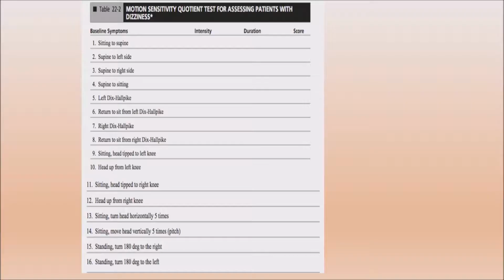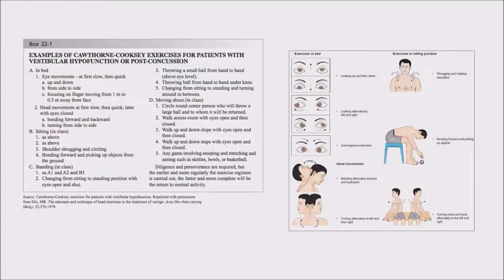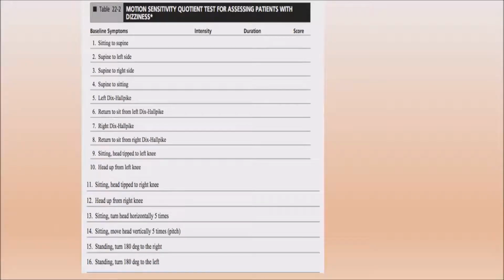Cawthorne-Cooksey we know. Now this is something new. This is called the motion sensitivity quotient. It has 16 positions the patient is put in. Now, the problem with Cawthorne-Cooksey is they are general exercises which are made for everybody. If the patient has a particular problem, you can't give a one-size-fits-all kind of Cawthorne-Cooksey exercise to them. So you have to do these positions. That's what they are suggesting now.